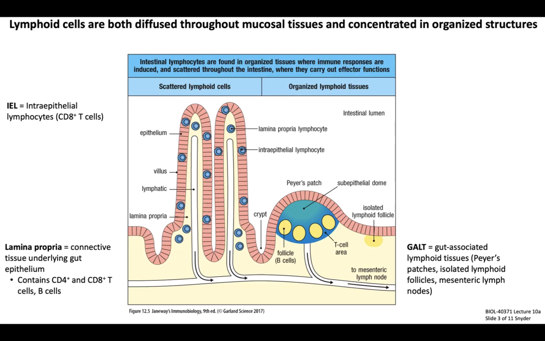Together, the Peyer's patches, ILFs, and mesenteric lymph nodes are collectively referred to as gut-associated lymphoid tissues, or GALT. The GALT make up a massive physical portion of the immune system, as the intestinal mucosa alone contains more lymphocytes than are found in all other lymphoid organs combined.